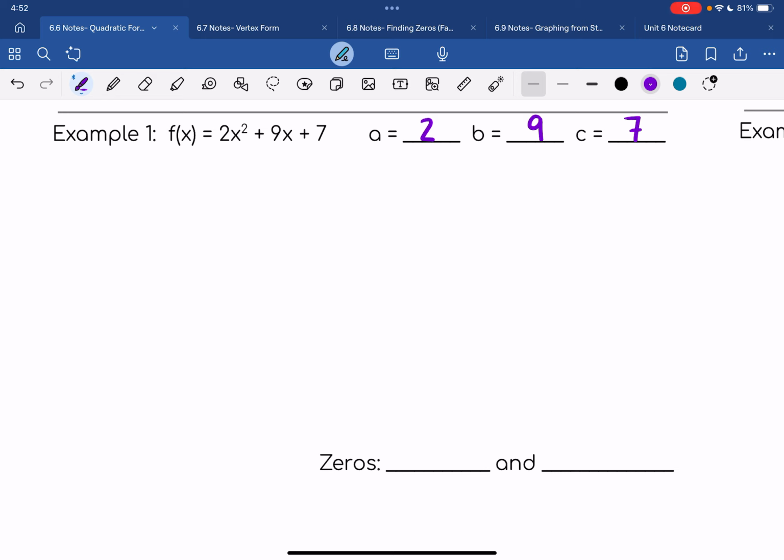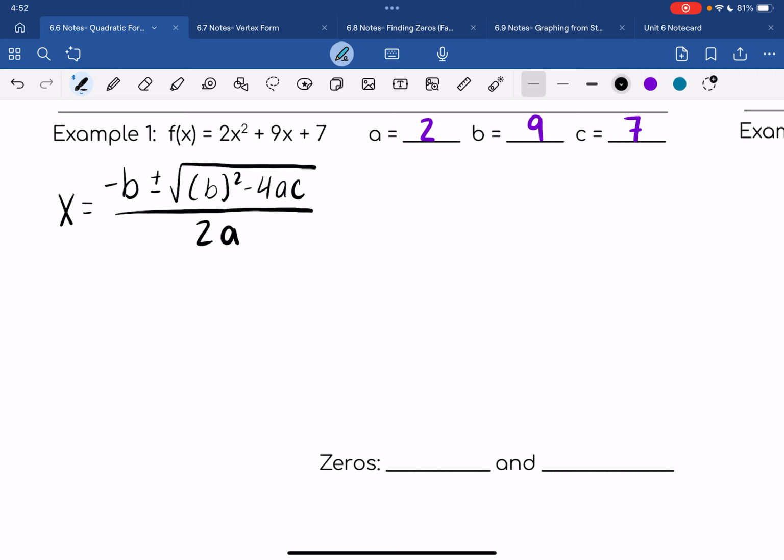I'm going to rewrite our formula so we know what we're plugging into. So it is x equals negative b plus or minus the square root of b squared minus 4ac, all over 2a. All right, so now I'm going to plug things into that.